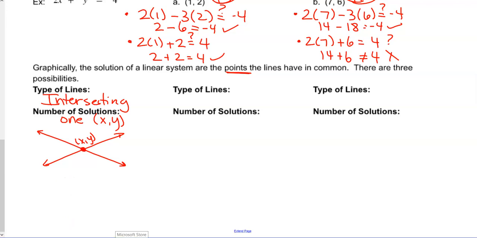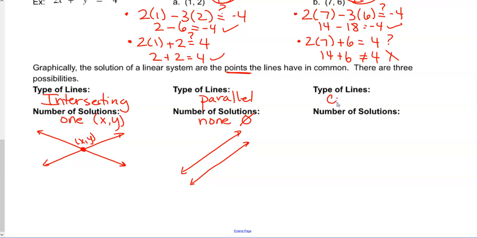Okay, now another type of scenario that we could have would be parallel lines. Now, if you remember, parallel lines are 2 lines that never cross. So they have the same slope, different intercepts, but when I talk about solutions, where are the point or points that the lines have in common? And there are none. So there is no solution for parallel lines in a linear system.